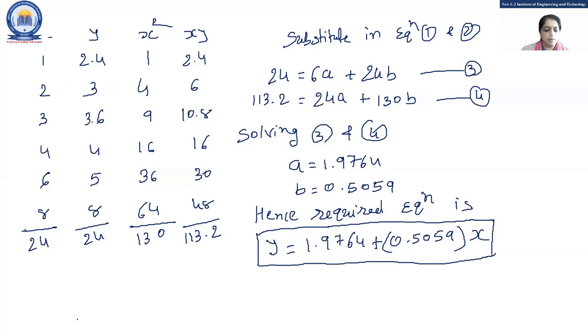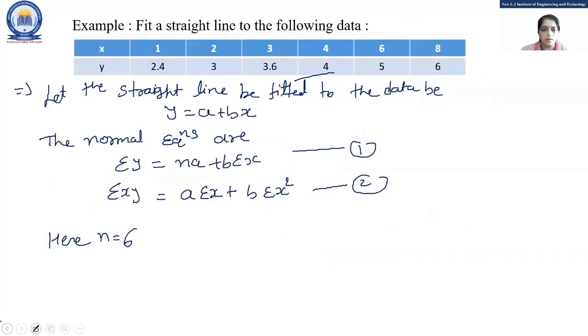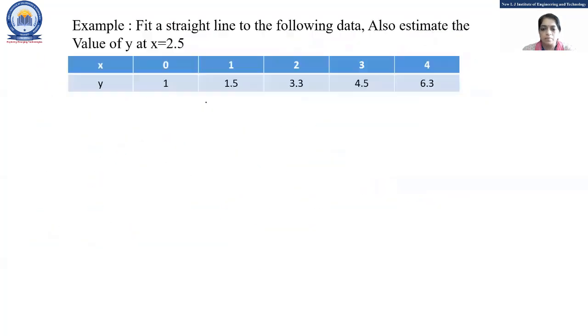So this is my required equation. See here, this one. I have substituted my values in this equation, y is equal to A plus Bx. And this is the final solution for the given example. Next question is, fit a straight line to the following data. Also estimate the value of y at x is equal to 2.5.